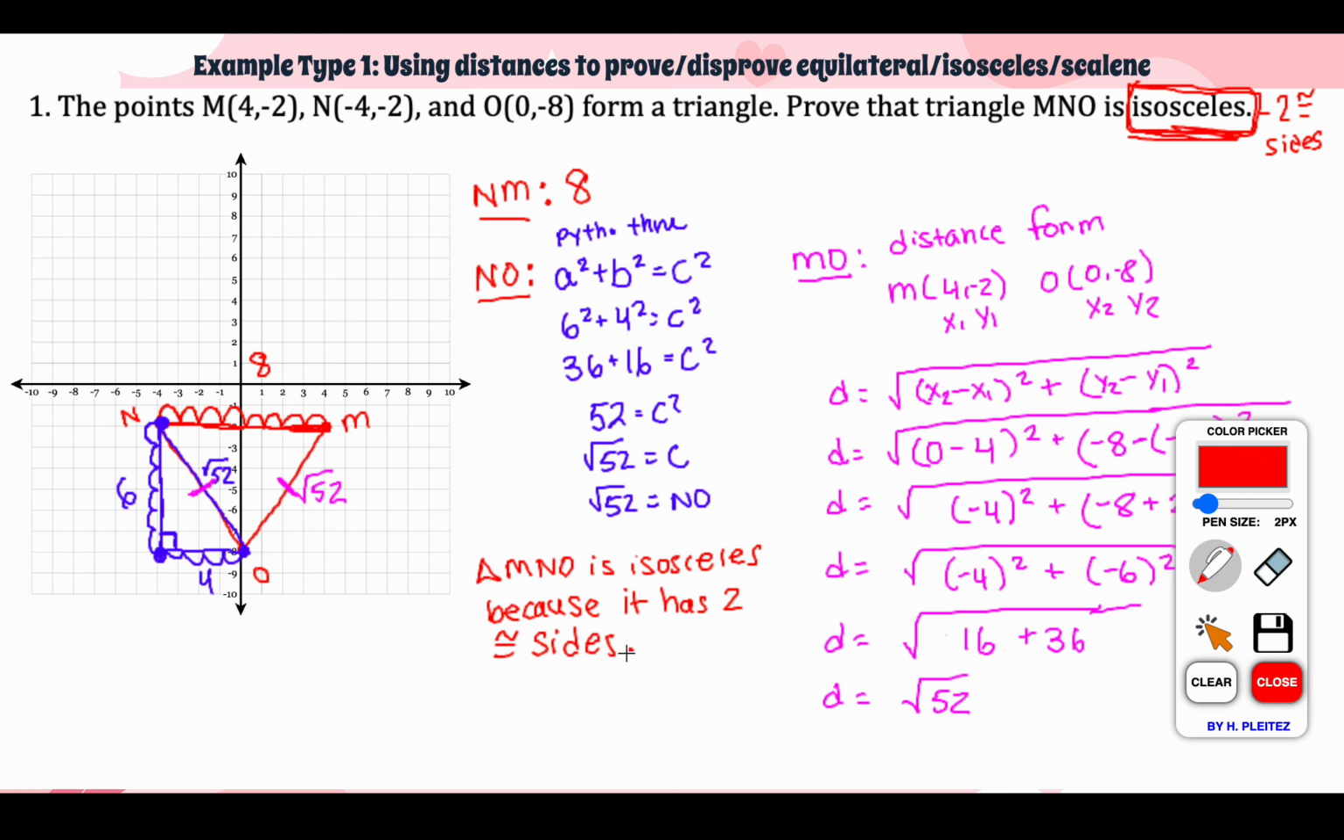And again, you can choose whether you use Pythagorean theorem or the distance formula, but if you're making your right triangle for Pythagorean theorem and you are not 100% confident that it is a correct right triangle, then you could always rely on the distance formula to get you the right answer.